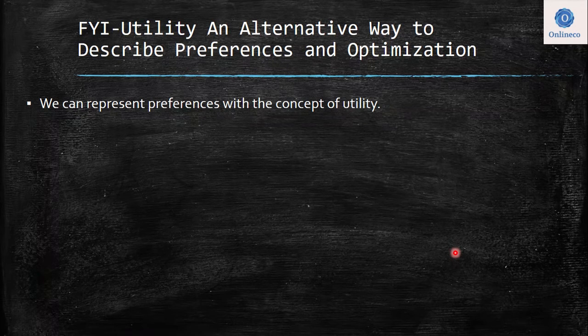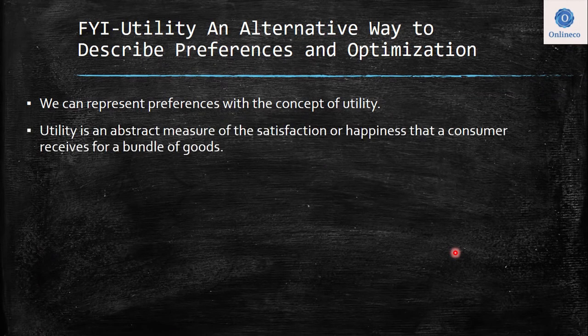Now, an alternative way to describe preference optimization. Obviously, we know that these preferences, or the indifference curves, have attached the concept of utility. And utility is an abstract measure of the satisfaction or happiness that a consumer receives from a bundle of goods. Why is that abstract? Because it's not a certain measure. Because you cannot say 1 meter and 2 meters or 1 kilometer, 2 kilometers, which is something factual.